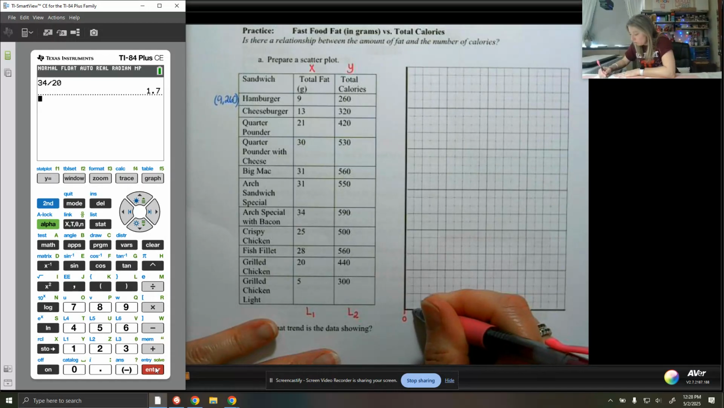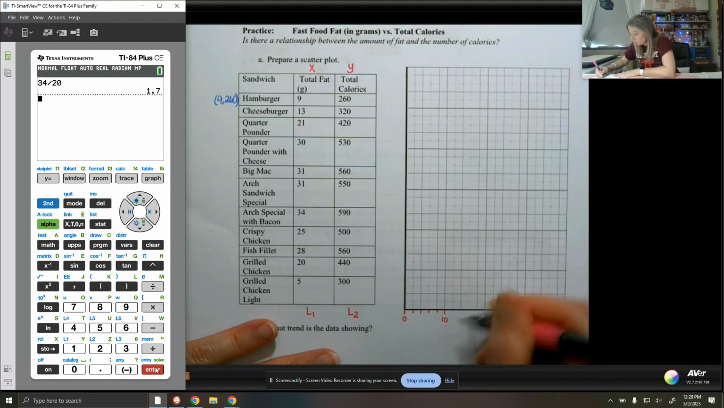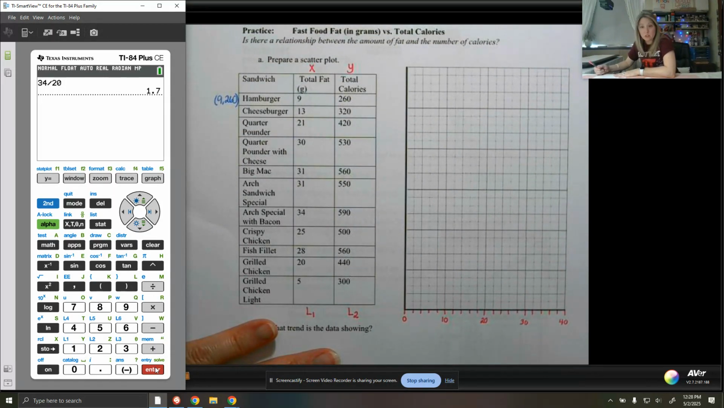Okay, so 2, 4, 6, 8, 10, 12, 14, 16, 18, 20, 22, 24, 26, 28, 30, 32, 34, 36, 38, 40. And this is fat grams.